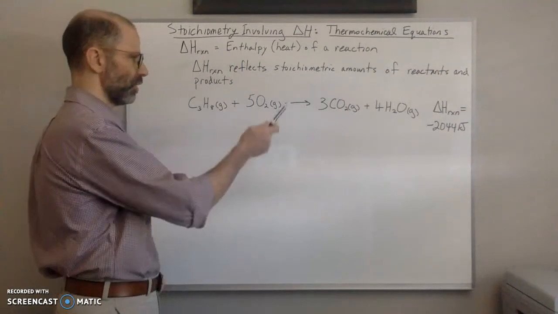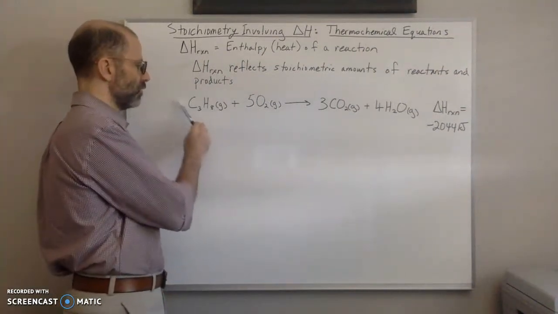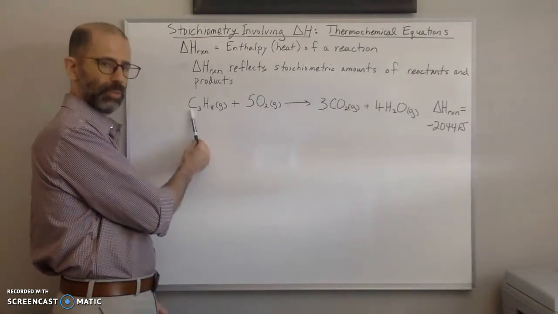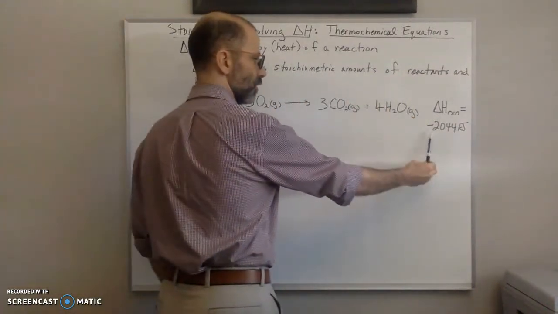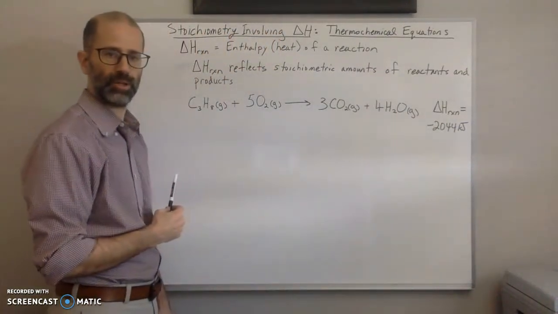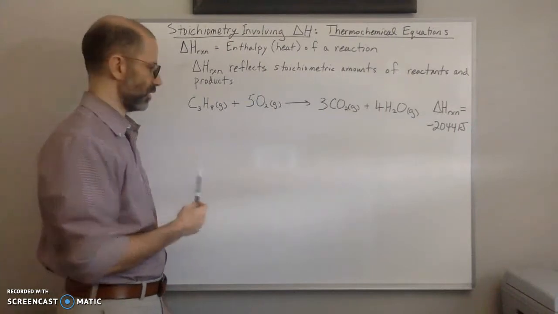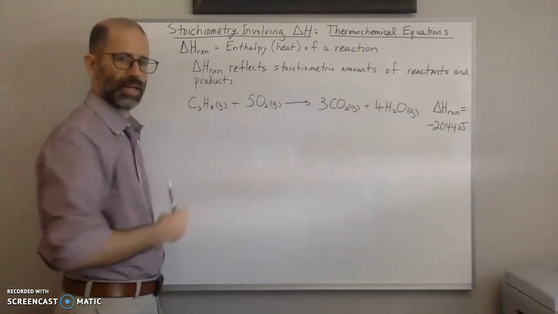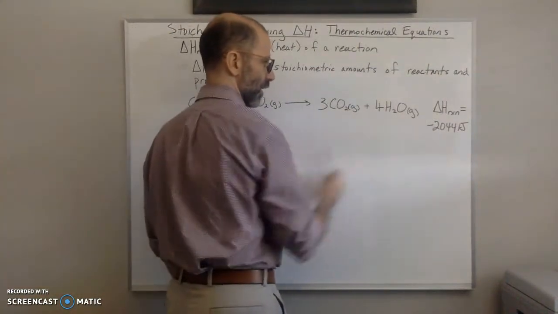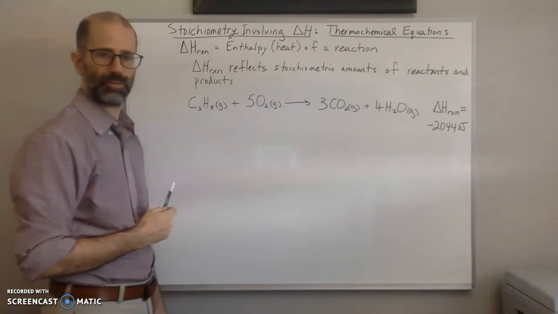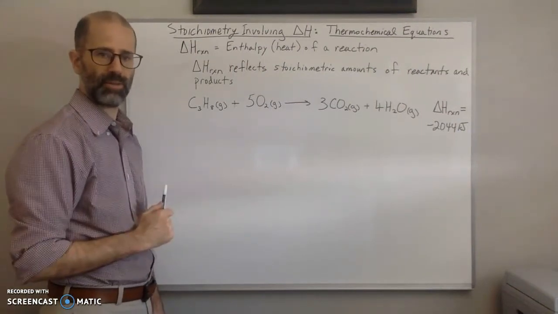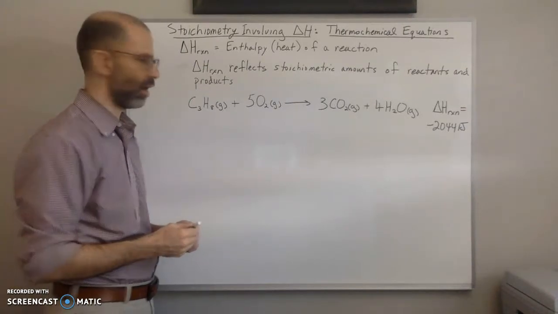Because what this is telling us is that for every 1 mole of propane that we burn, we're going to produce 2,044 kilojoules of energy. Or another way to put it is, for every 5 moles of oxygen that is reacted, that's going to produce negative 2,044 kilojoules of energy. So we can now write this as a relationship or an equality.